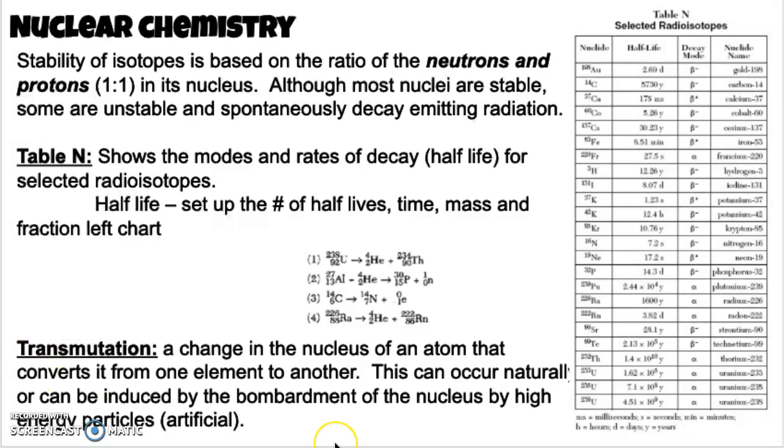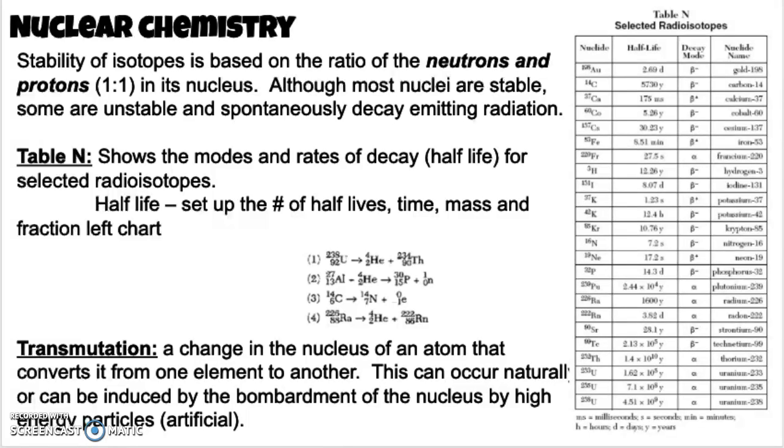Transmutation defines the change in the nucleus of an atom, that it converts from one element to another. Transmutation explains when one element changes into a completely different element by a nuclear reaction. This can occur naturally, meaning it doesn't need any outside source or energy, or it can be induced by the bombardment of a nucleus by high energy particles.